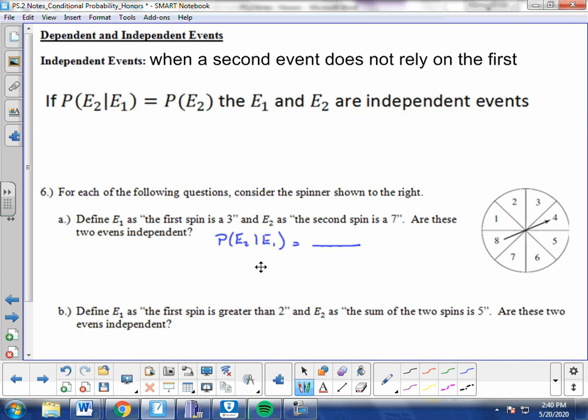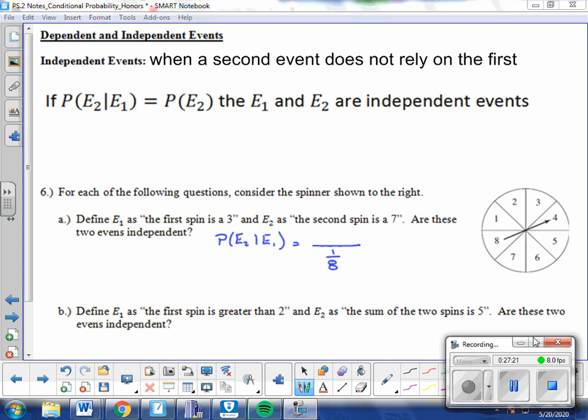So let's just go with the probability of event 1 first. The first spin is a 3. There is a 1 in 8 chance that the first spin is a 3. So 8 equal sections, we spin it, it could land on the 3 or 7 other places.